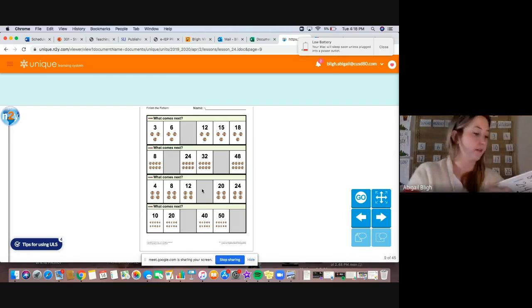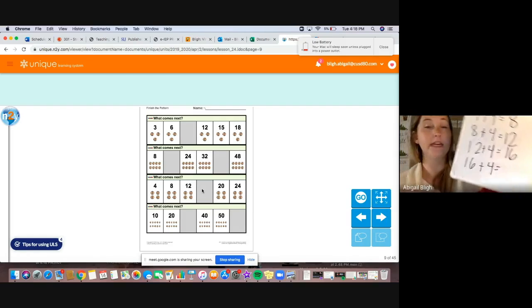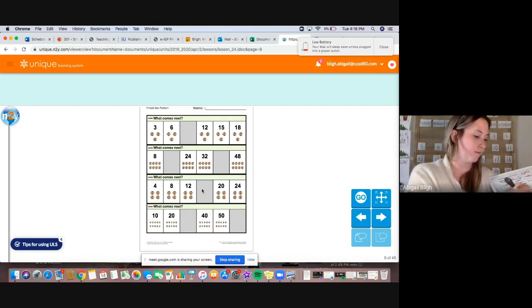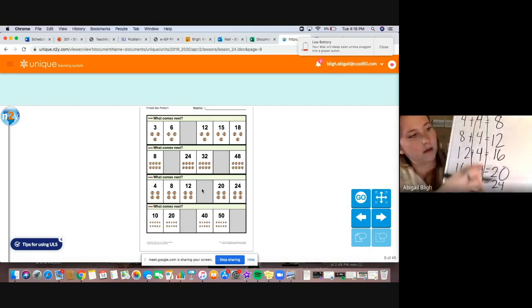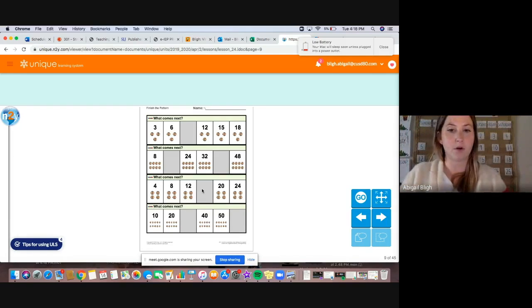And I'm going to check the rest of my boxes to make sure that I'm doing it right. So if we're following the pattern, 16 plus 4 is 20, which is what they have. And 20 plus 4 is 24, which is what they have. So if you see my pattern here, it's kind of messy, but I'm adding 4 every time. That's my pattern. So I'm skip counting by 4s.